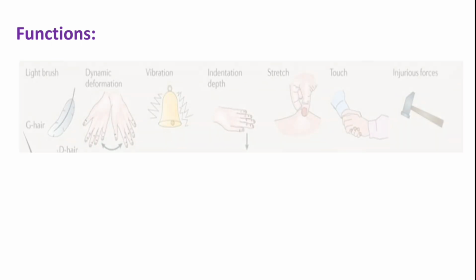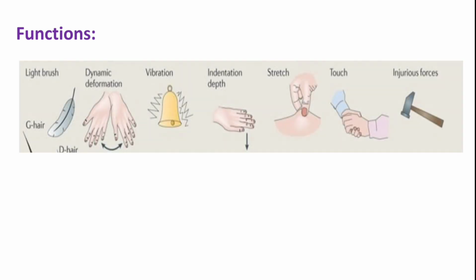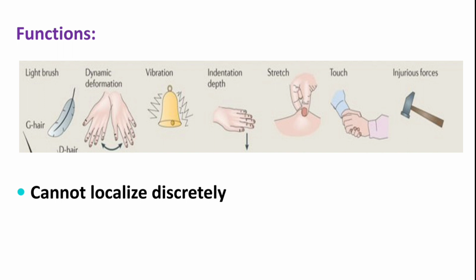This area is concerned with perception of all the somatic sensations from the opposite side of the body. And in case of widespread bilateral excision of the somatosensory area, the person is unable to localize discretely the different sensations in different parts of the body. However, he or she can localize these sensations crudely.